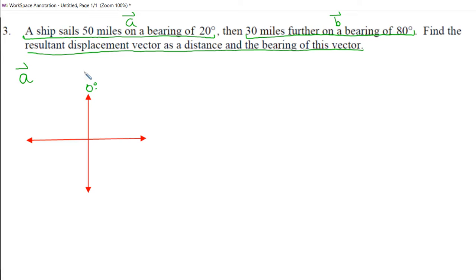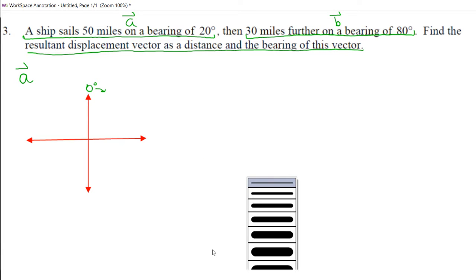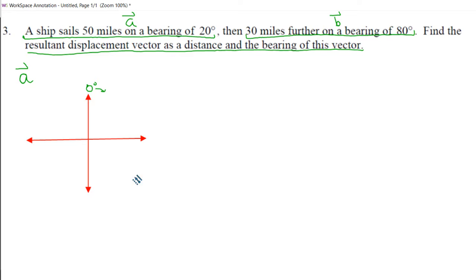That means I need to go 20 degrees clockwise, and that's going to look somewhat like it. It's going 20 degrees clockwise from here, so about here. It doesn't go that far because it's 20 degrees. And we know it's going to be 50 miles, so that is 50 miles here, and that right there is 20 degrees, which means my reference angle here, that angle right there, would be 70 degrees to make a full 90 degrees there.